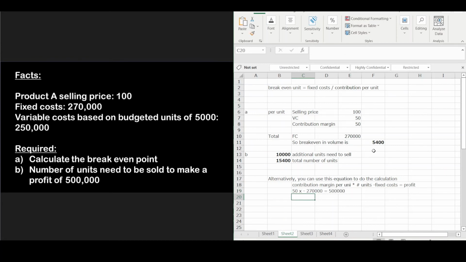If you do the calculation, X should be equal to 50,400. So you can see either way you'll get exactly the same answer.